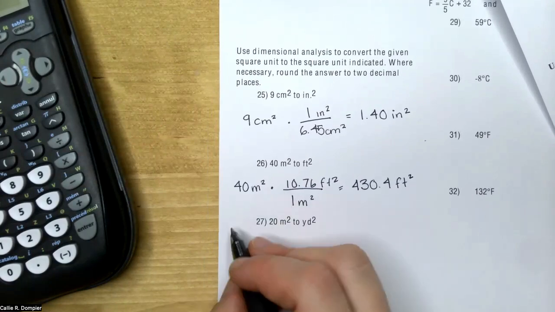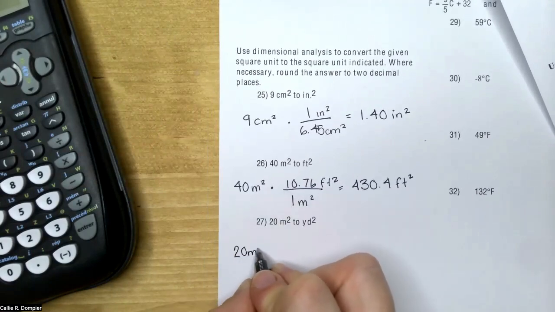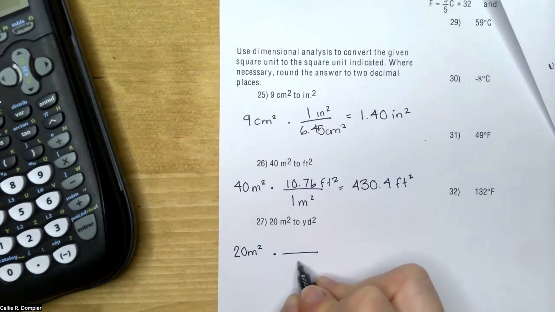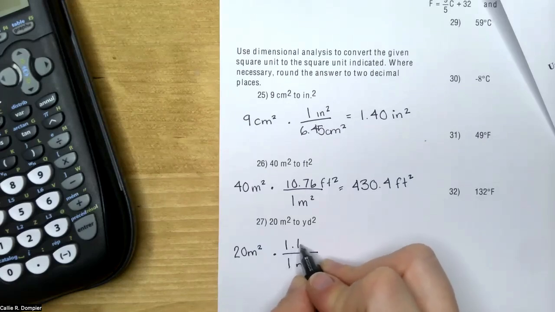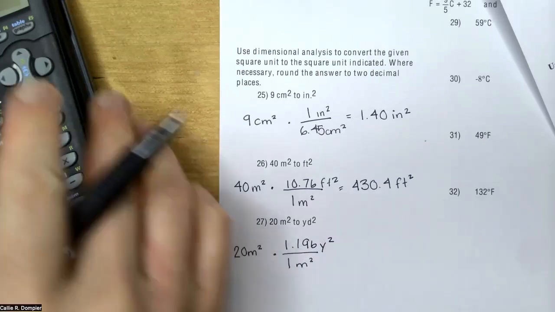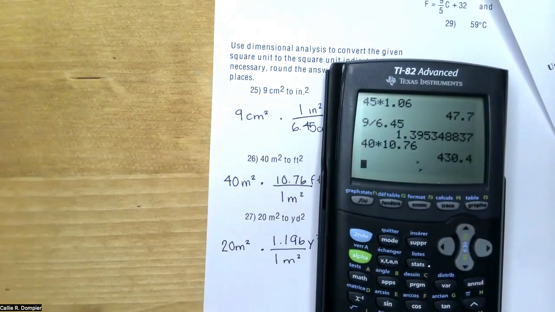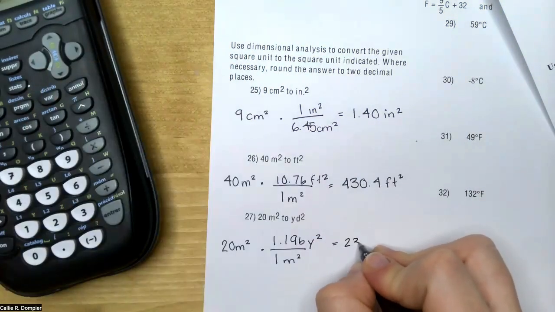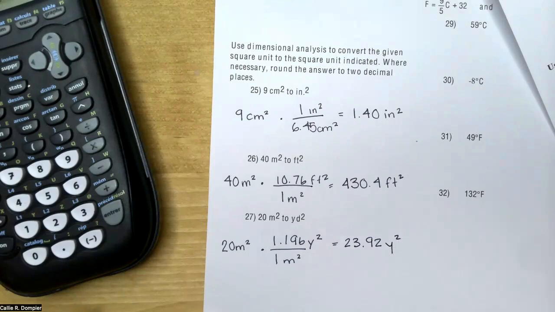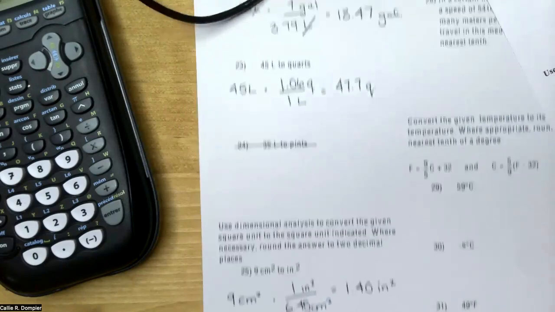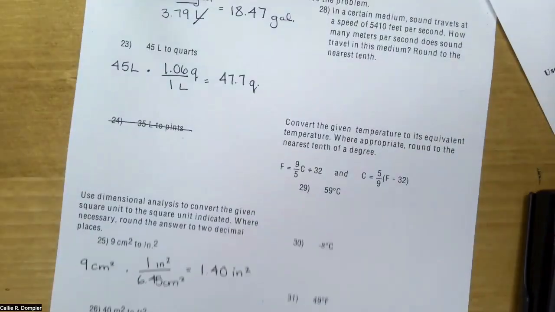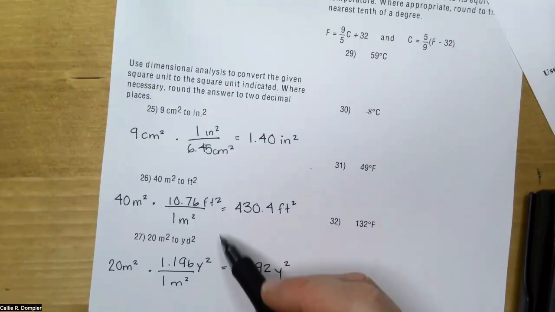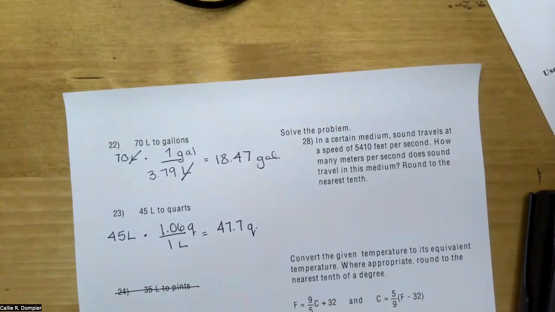Good. 20 meter squares to yard squares. 20 meters squared times 1 meter square is the same as 1.196 yard squared. We have 20 times 1.196. You get 23.92 square yards. Good? Okay. So just because there's a square after the units doesn't mean you have to do anything with that square. It's just a different unit.